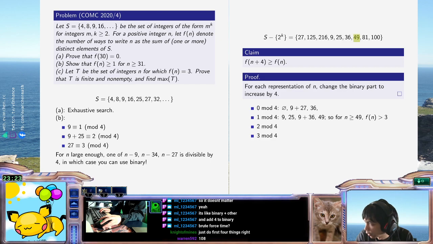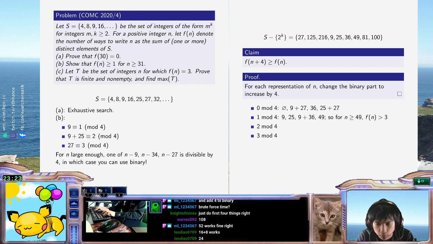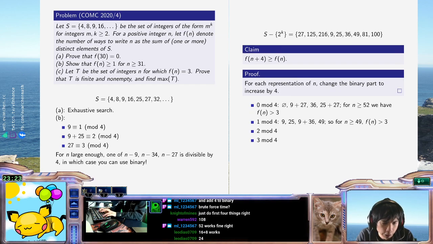What's the next smallest thing that's divisible by 4? Can I just add? 25 plus 27. So for n, at least 52. So I'm not making these bounds sharp yet because I'm not optimizing this, because I don't know which residue class is the one that I care about. So for now, I'm just kind of doing the dumbest thing. So this is 9 plus 25.